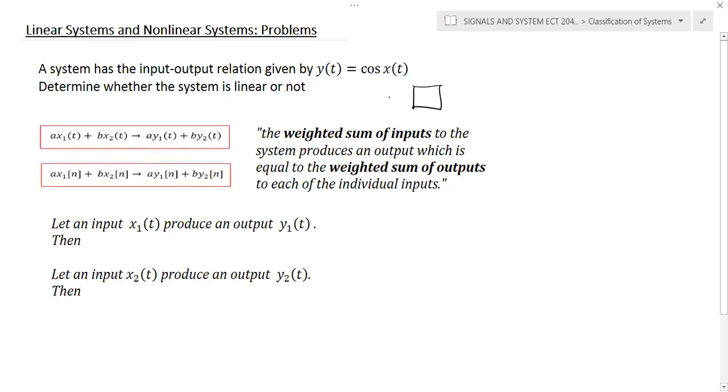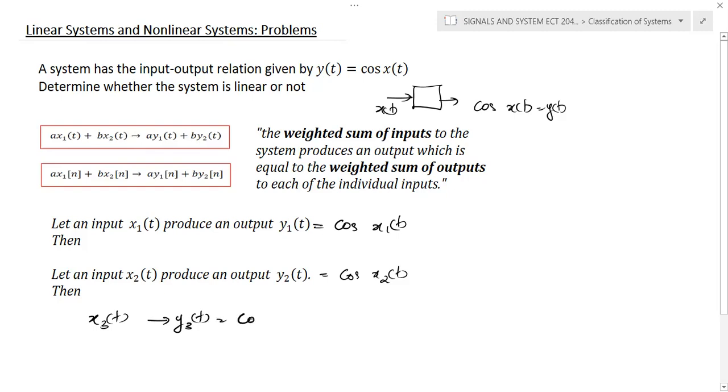For this given system, if you apply x of t as the input, you will get cos of x of t as the output. That is y of t. Now we can verify the linearity property. If the given input is x1 of t, the corresponding output is y1 of t, and you can write it as cos x1 of t. And for the second input x2, the corresponding output is y2, which becomes cos x2 of t. Now we can consider the third input x3 of t, and the corresponding output is y3 of t, and you can write that y3 of t is equal to cos x3 of t.